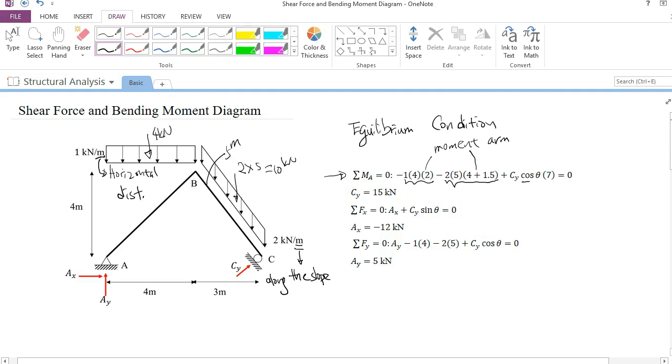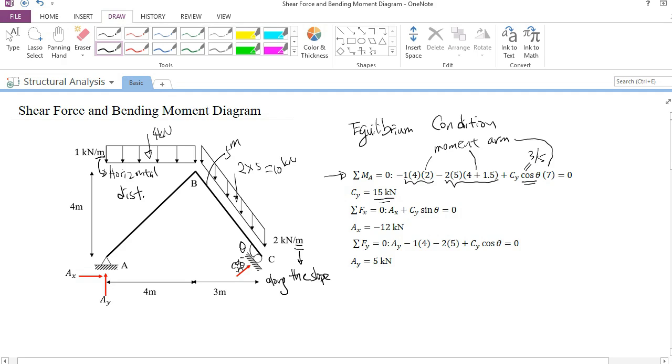The cosine theta here refers to, okay, let me define theta first. Theta is this one. Cy cosine theta means the projection of this inclined reaction force on the vertical direction. In this case cosine theta is 3/5, and this is also the moment arm. Based on this equilibrium condition, you can obtain Cy as 15 kilonewton.